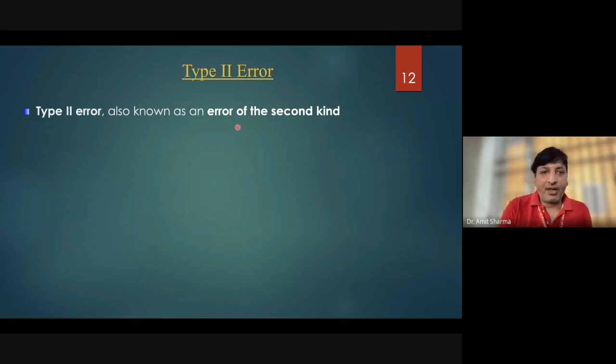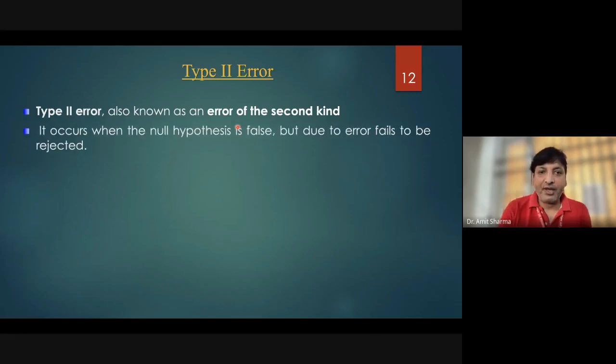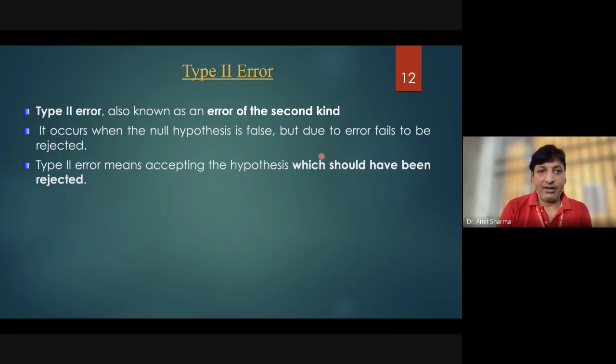As you can see, this is also called an error of the second kind. Just remember like this: the first error will be called the first kind, and the second error will be called the second kind of error. This is a point to remember. It occurs when the null hypothesis is false, but due to error we fail to reject it. When it is false and due to any other reason we are not able to reject it, then in the research we have a type 2 error.